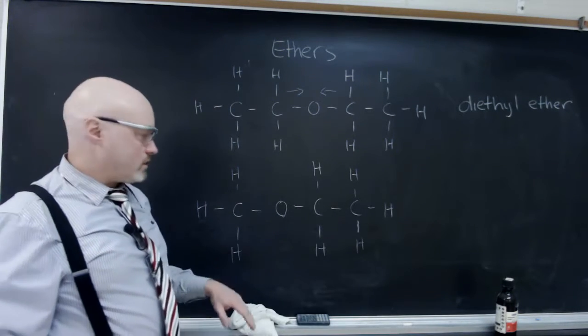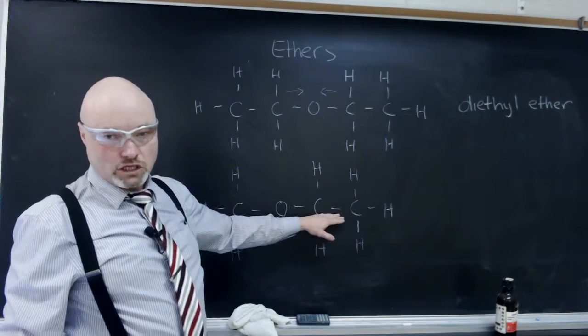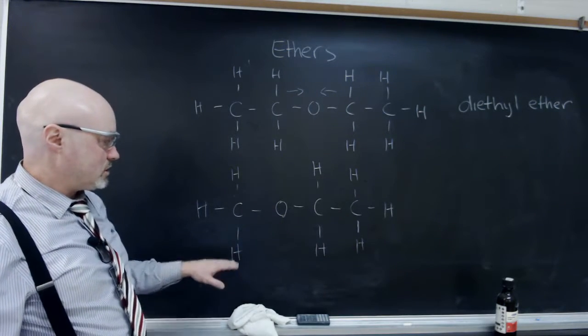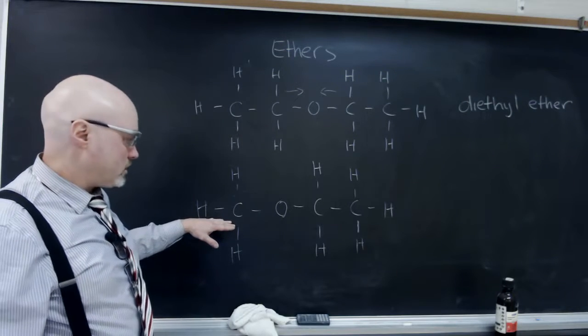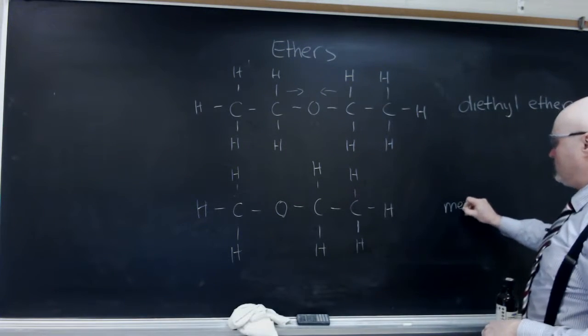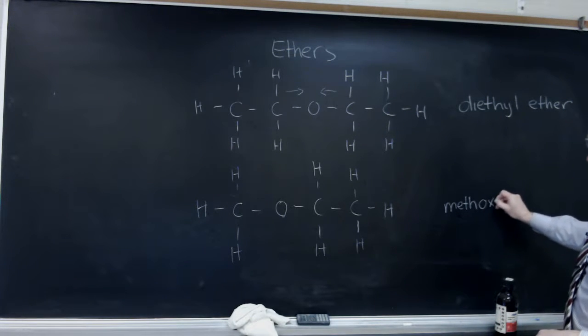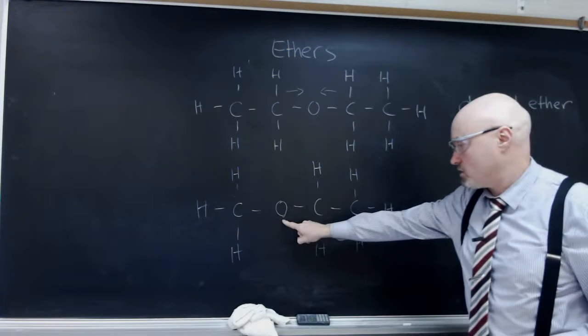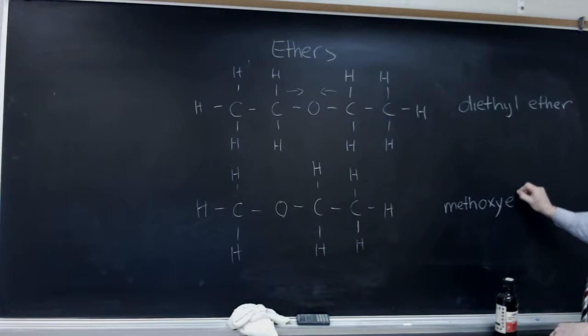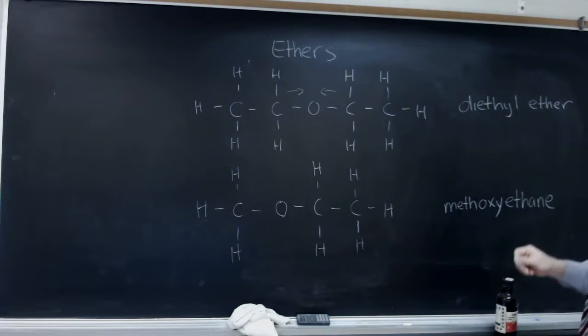To name an ether that has two different alkane chain lengths on either side of the oxygen, you actually start with the shortest chain. And so this is methane. So we're going to call it meth. Next we say oxy for the oxygen. And then we say ethane. And so this is methoxyethane.